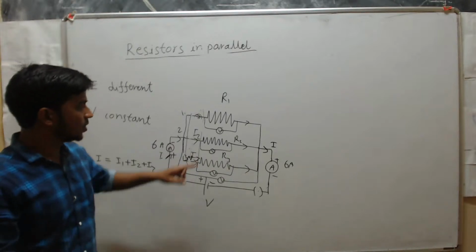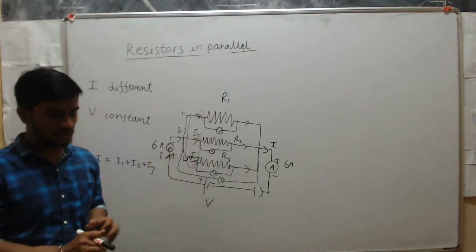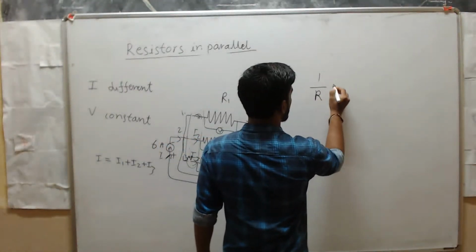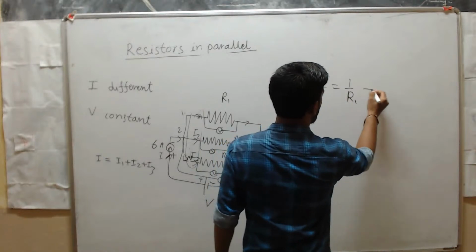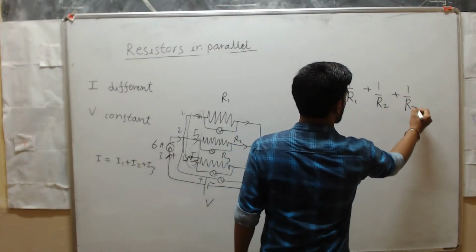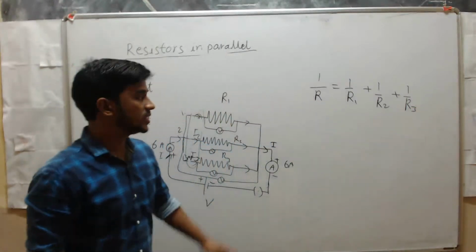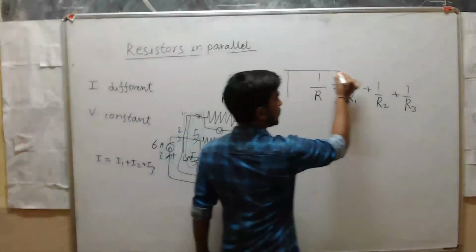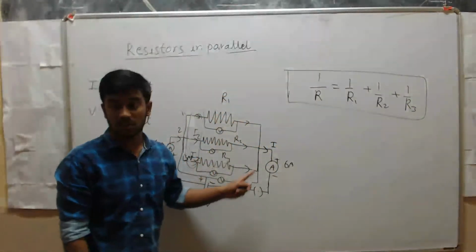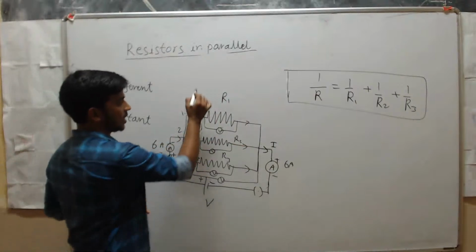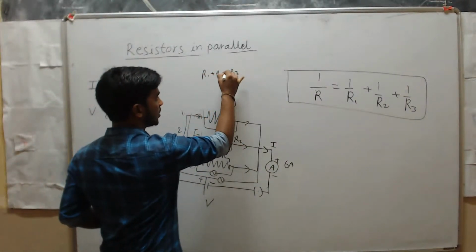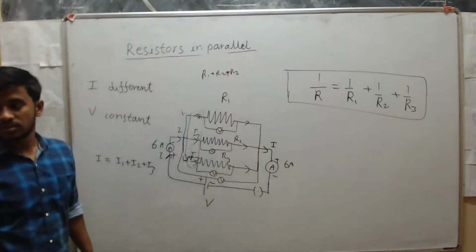Now if you want to calculate the total resistance in the circuit, we have to use this formula: 1 by R equals 1 by R1 plus 1 by R2 plus 1 by R3. We use this formula to calculate the total resistance in the circuit. You can't add like this, R1 plus R2 plus R3. This is wrong.